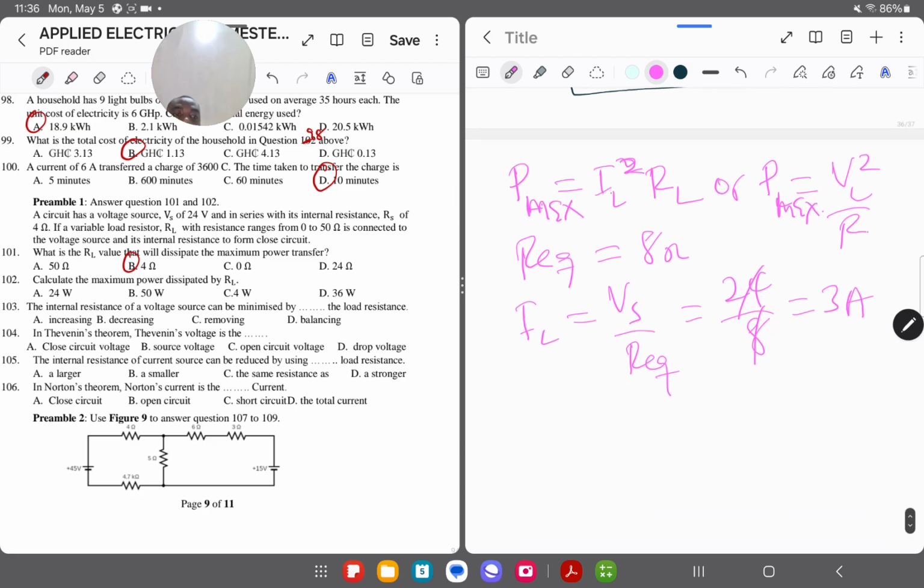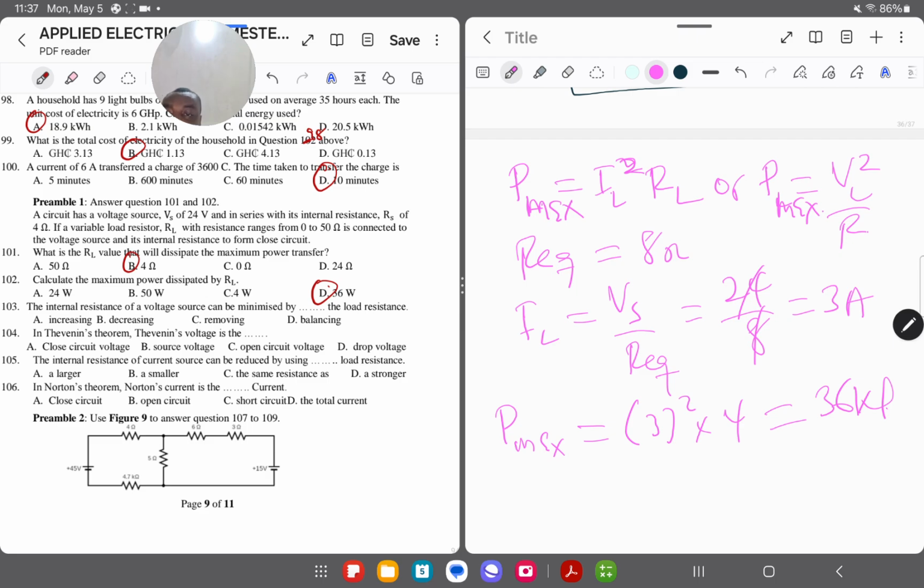So the current is now 3 amps. So I'm going to replace this in the formula. So the maximum power will now be 3 squared times the resistance of the load, which is 4. Meaning 9 times 4, which is 36. So we get 36 watts for this. So the answer for question 102 is going to be D.